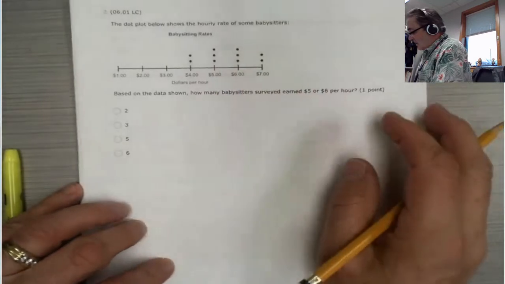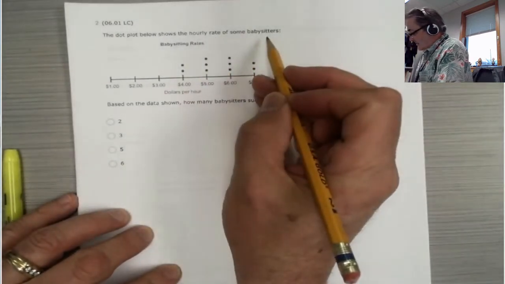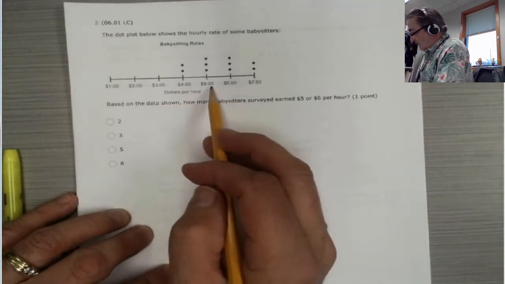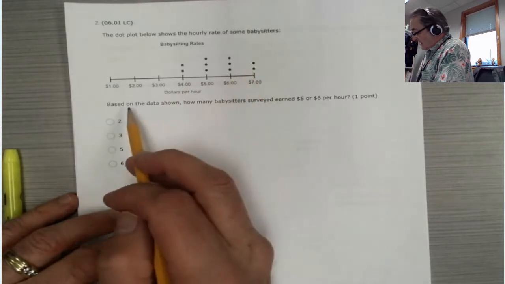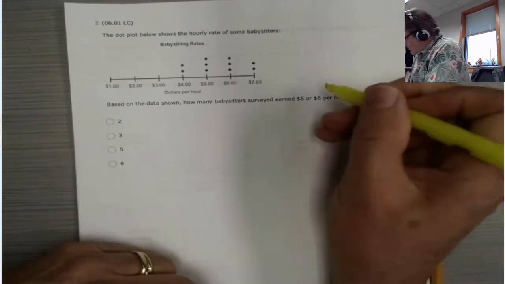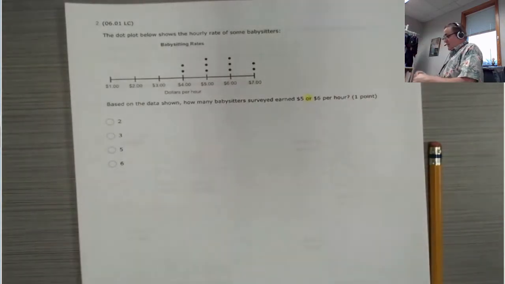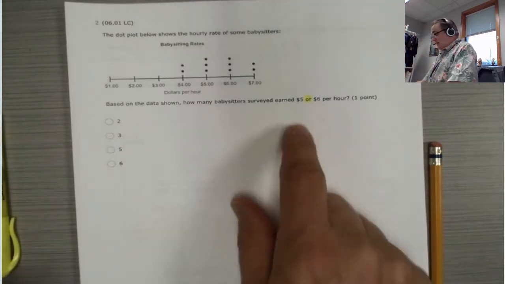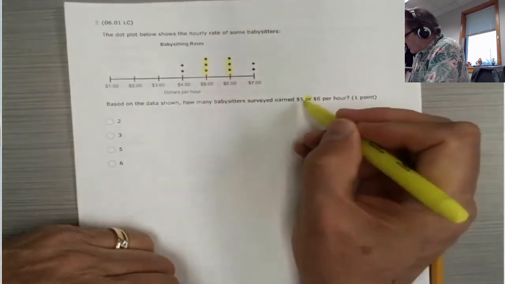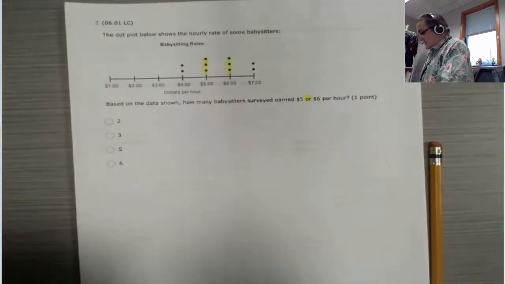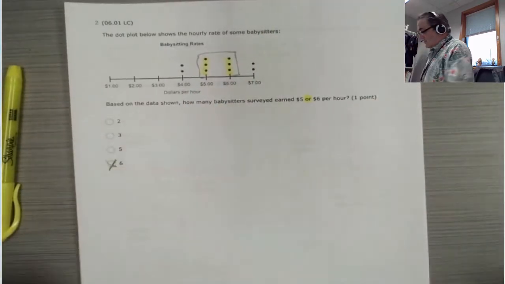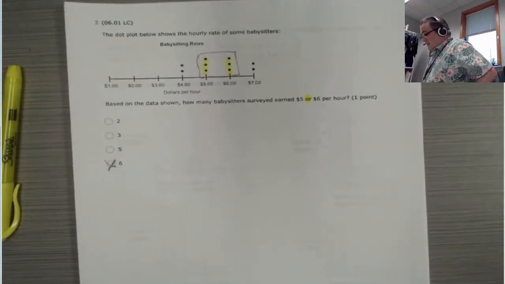All right, the dot plot below shows the hourly rate of some babysitting rates. Nobody charges $3 an hour or less, but there's 4, 5, 6, and 7. There's data for each of those. So based on the data, how many babysitters surveyed earn $5 or $6 an hour? There's a key word, so it's not one or the other. It's or, so it could be either one. Which means we're not just taking this 3 or this 3. We're taking both, because it could be 5 or it could be 6. So it's not just either one. It's both of them. And obviously there are 6, because there's 3 that charge 5 and 3 that charge 6.